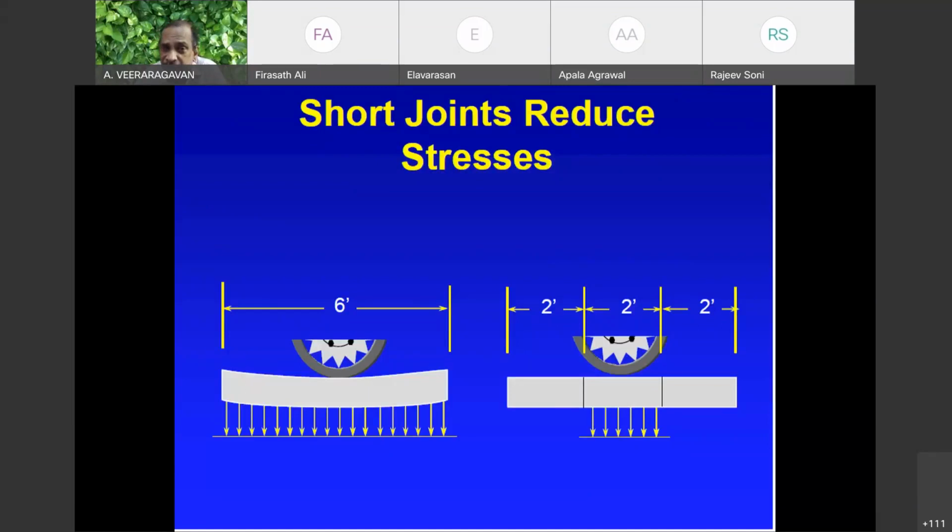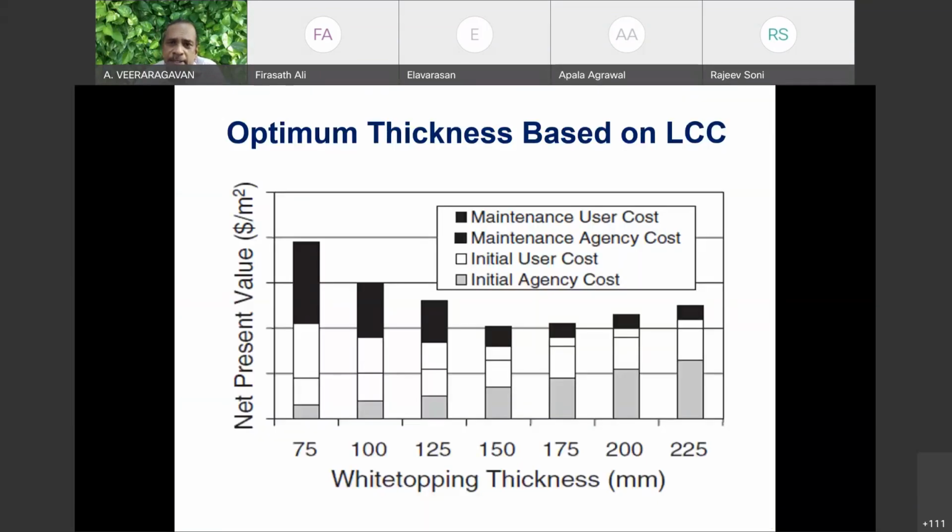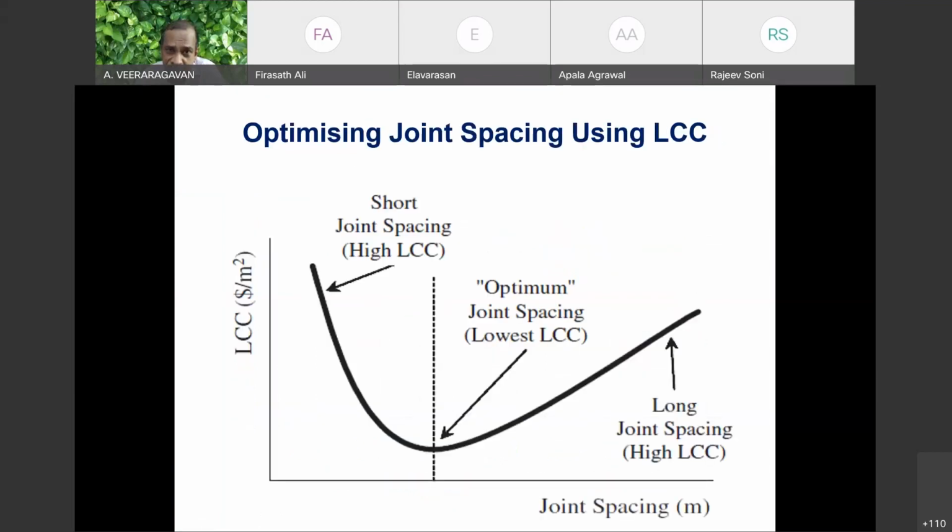So it has to be decided differently. This is again another area for research. But there is an optimal thickness based on life cycle cost. Initial thickness may be lower, cost may be lower, but maintenance cost is higher. But a thickness may be higher, but maintenance cost is lower. So you have to come out with an optimal thickness based on the life cycle cost. There's again no one size fits all defined. Optimal joint spacing has to be worked out.